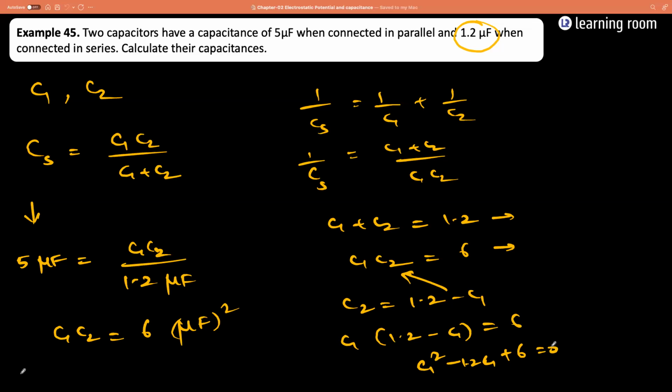Sir, capacitance in parallel is 5 microfarad. Oh, when connected in parallel, I'm sorry. I didn't see that. Obviously, that should be more. This is 1.2 and this is 5, correct? So this is going to be 5. C1 C2 is still going to be 6 only. So C1 plus C2 should be equal to 5. Now I think it is easier to solve. That will be 5 minus.